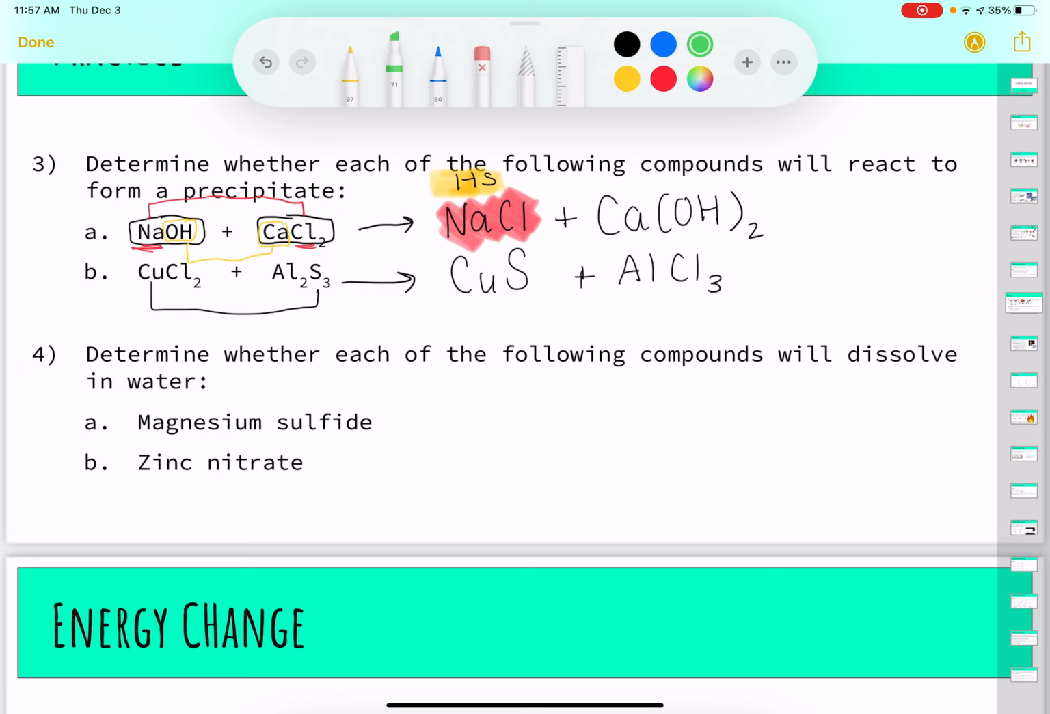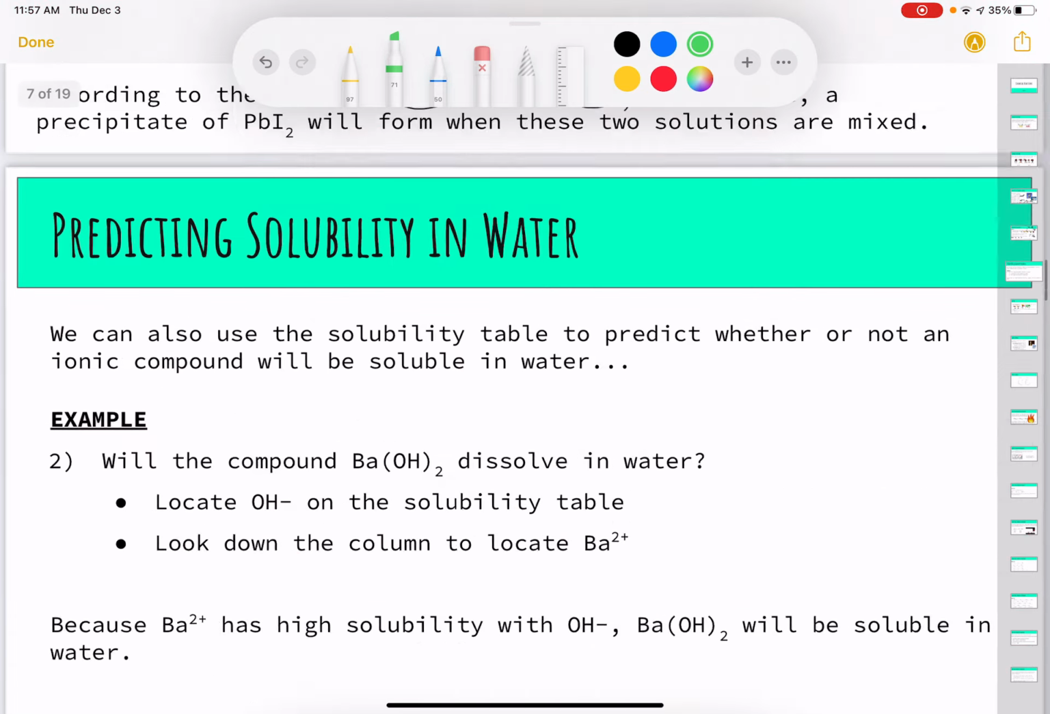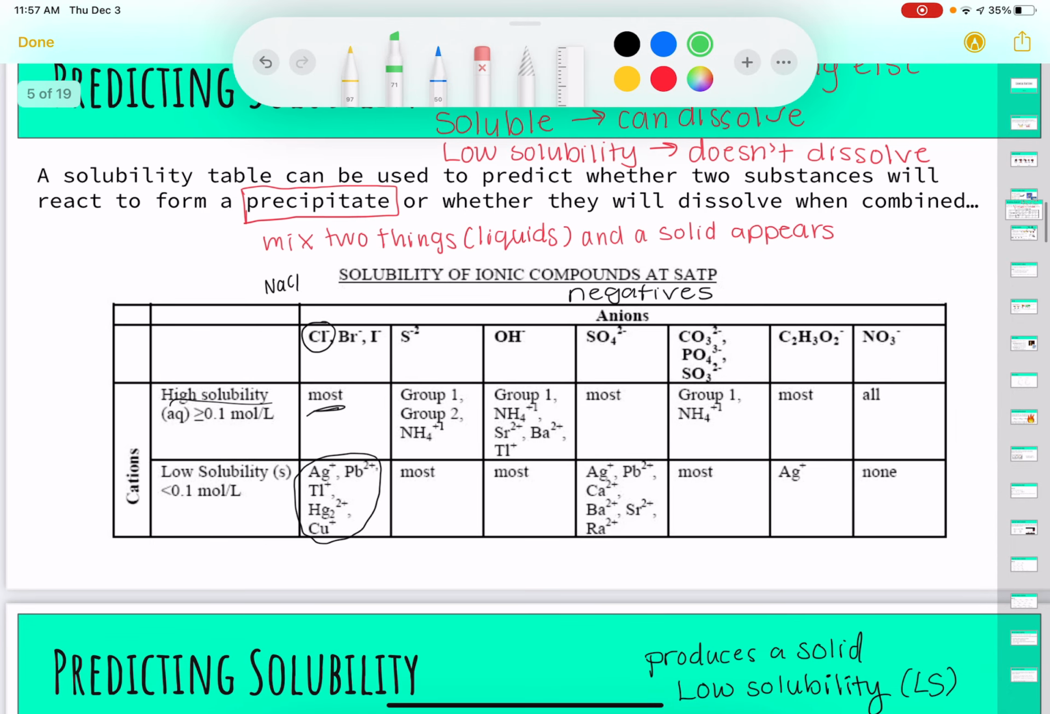All right. And then our next one, Ca(OH)2, we've got to look up calcium and hydroxide. So hydroxide would be our anion.